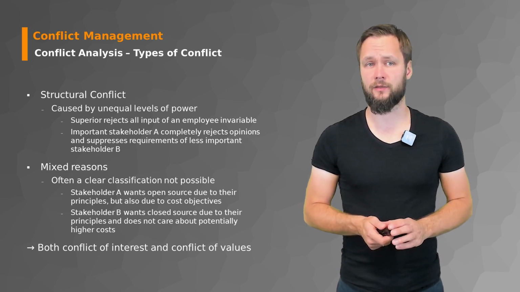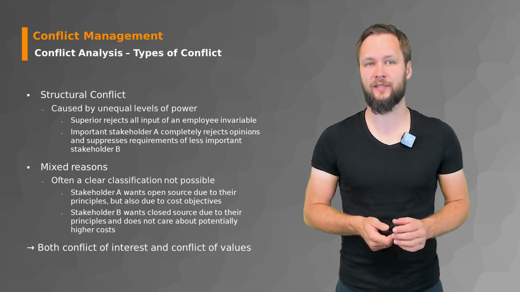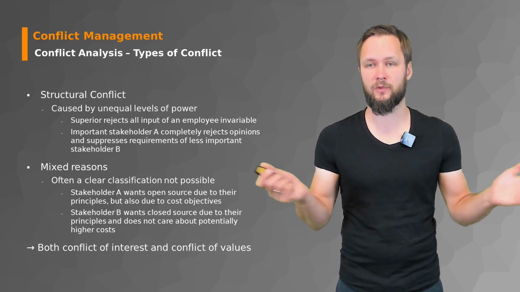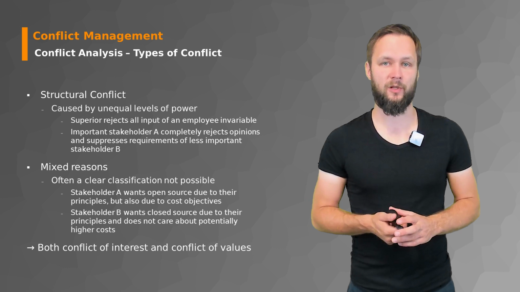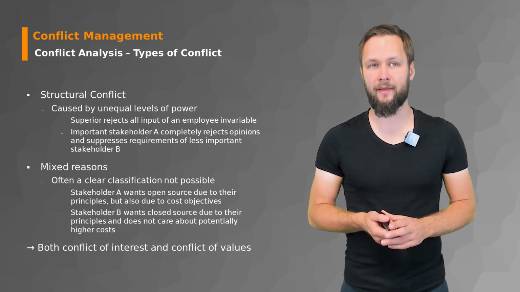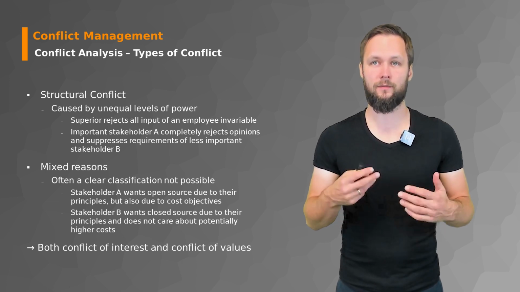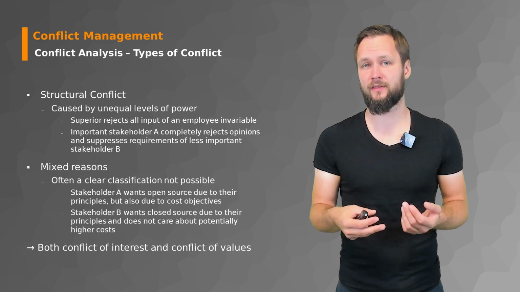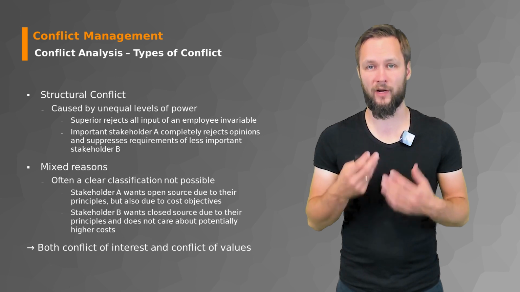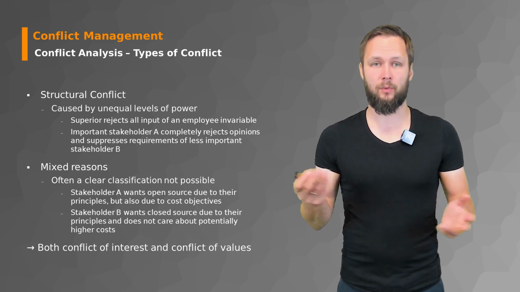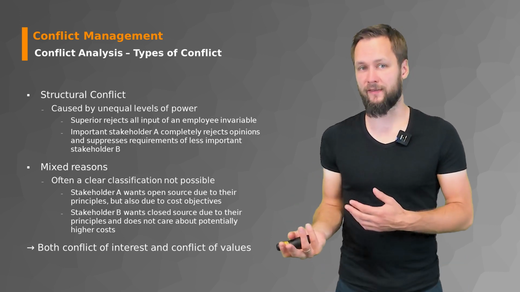Then next are so-called structural conflicts, which are caused by unequal levels of power. A superior rejects all inputs of an employee, no matter what. Important stakeholder A completely rejects opinions and suppresses requirements of a less important stakeholder B. You can of course just accept that, but if you accept that, you risk the support of stakeholder B, because if stakeholder B doesn't have the feeling that whatever he or she says matters, they probably just refrain from any further interactions, because if it doesn't really matter at all, why put in the effort?